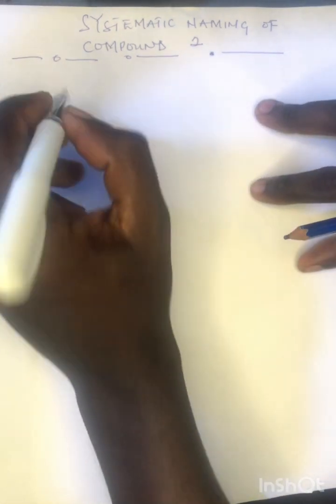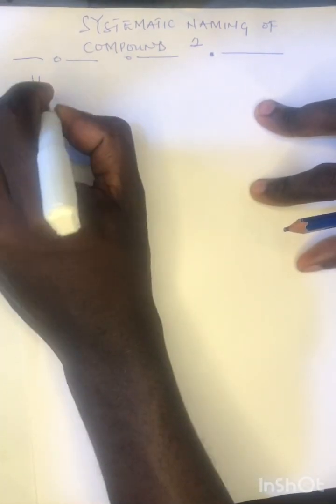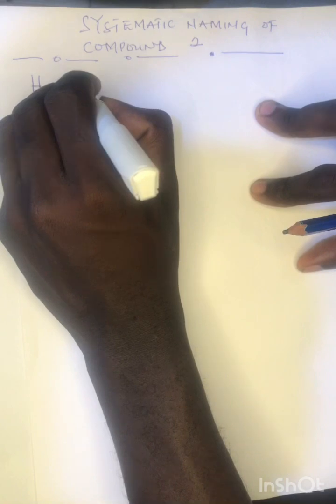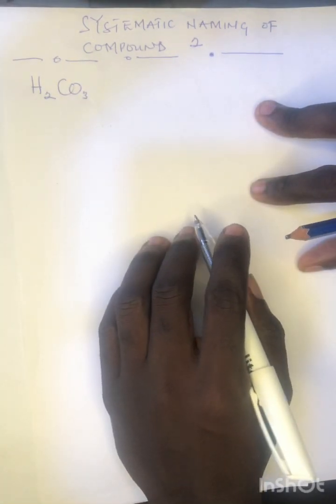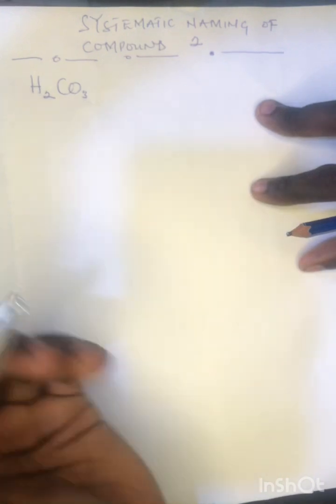we'll find the oxidation number for the first element. Whenever the compound consists of three different atoms, we'll find the oxidation number for the middle element. Now, let's look at H2 carbonate. How do I write this one systematically, or IUPAC naming?